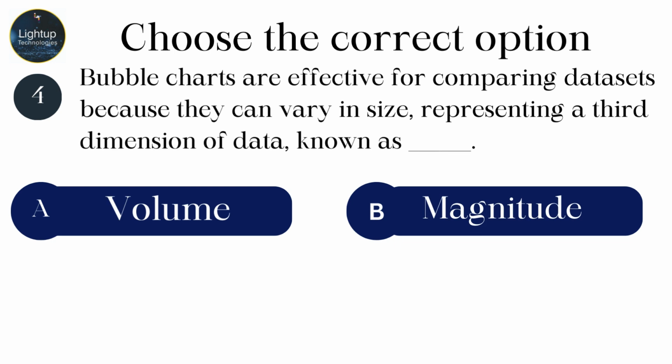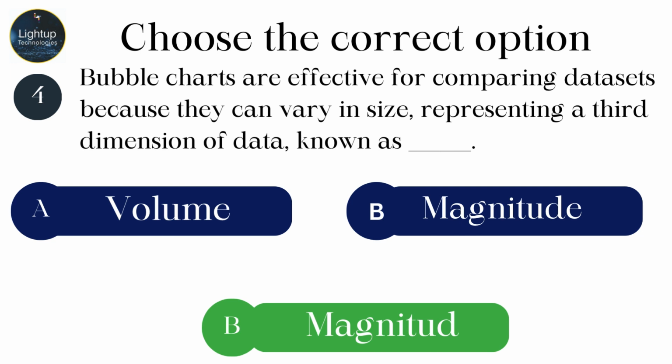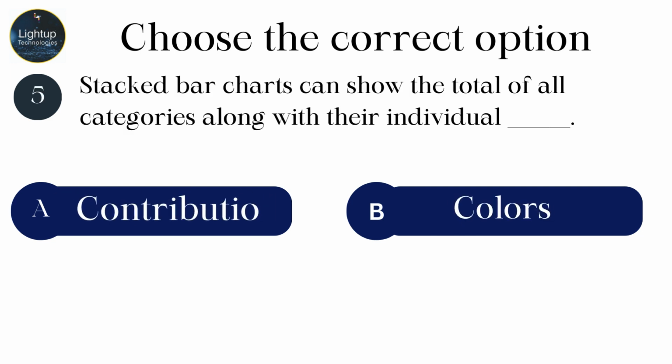Bubble charts are effective for comparing datasets because they can vary in size, representing a third dimension of data, known as dash. Stacked bar charts can show the total of all categories along with their individual dash.